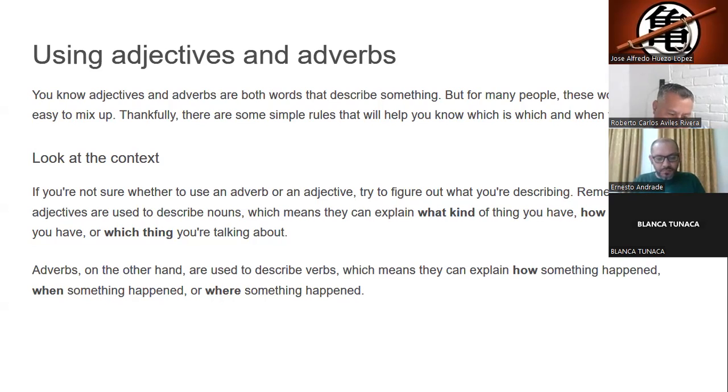Adverbs, on the other hand, are used to describe verbs, which means they can explain how something happened, when something happened, or where something happened. So when we say, I ride my bike fast, in this case, fast is describing ride, and that is an adverb. If I say, she eats slowly, slowly is going to be an adverb because it's describing eat, not she. Okay? So that is the main difference between adjectives and adverbs.